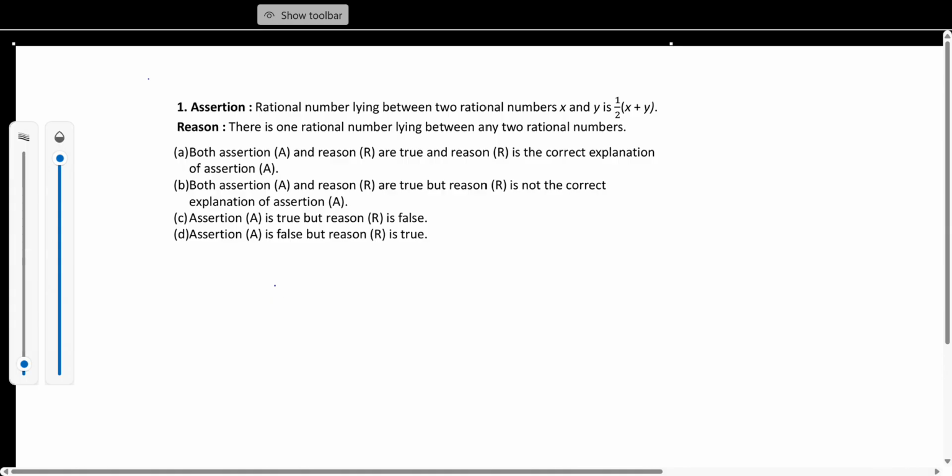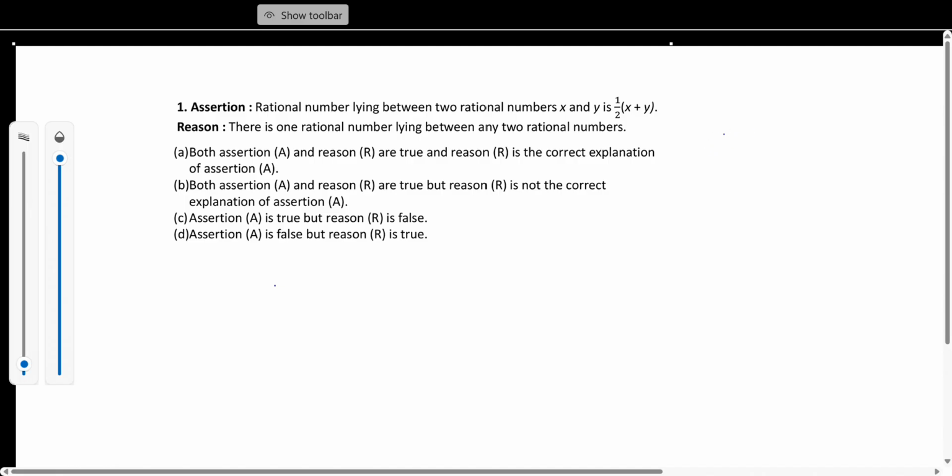The statement in assertion says, a rational number lying between two rational numbers x and y is half into x plus y. So first we'll have to understand the statement. Since it's given in terms of variables, some students may find it difficult to understand. In such scenarios, always put a number in place of the variable, then the scenario will play out very easily and it will be much simpler for us to follow.